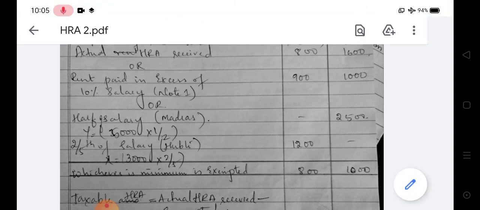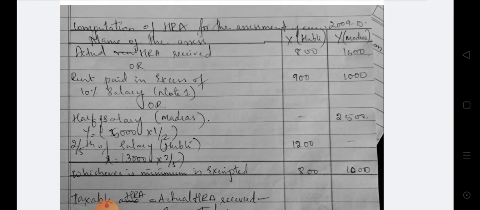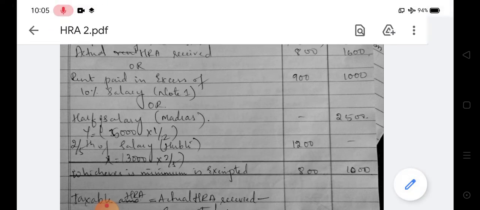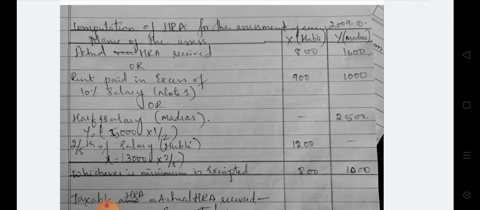Half of salary for Y: 5000 into half, that means salary received 5000 into half, you will get 2500. And for X it is 2/5 of salary because he stays in Hubli, not in Madras, Delhi, Kolkata, or those cities. So 2/5 of salary for X, half of salary for Y. So among these three, that is actual HRA received, rent paid in excess of 10% of salary, or half of salary in case of Y, 2/5 of salary in case of X, we have to select whichever is minimum as the exempted amount.